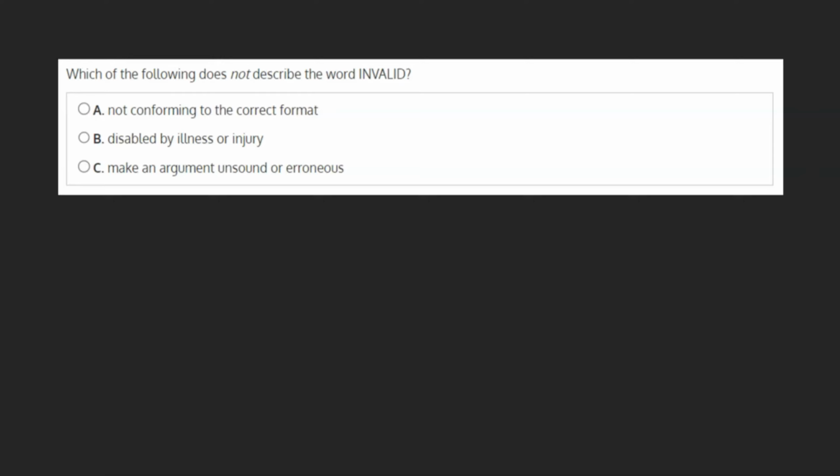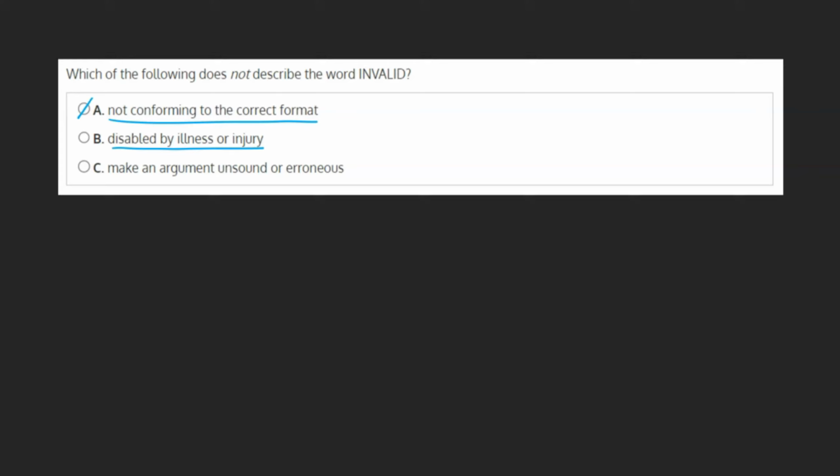As invalid can have several definitions and pronunciations, we'll need to go through each choice carefully to see which one does not describe this word. A. Not conforming to the correct format could be described as invalid. As this does describe a definition of invalid, we can mark it off.